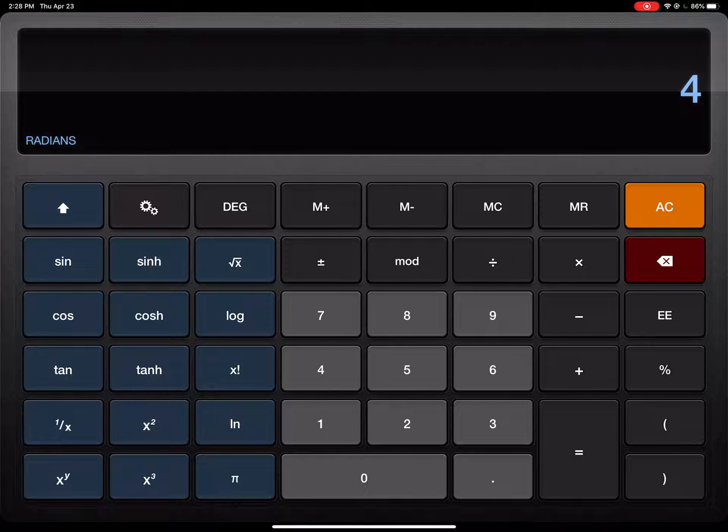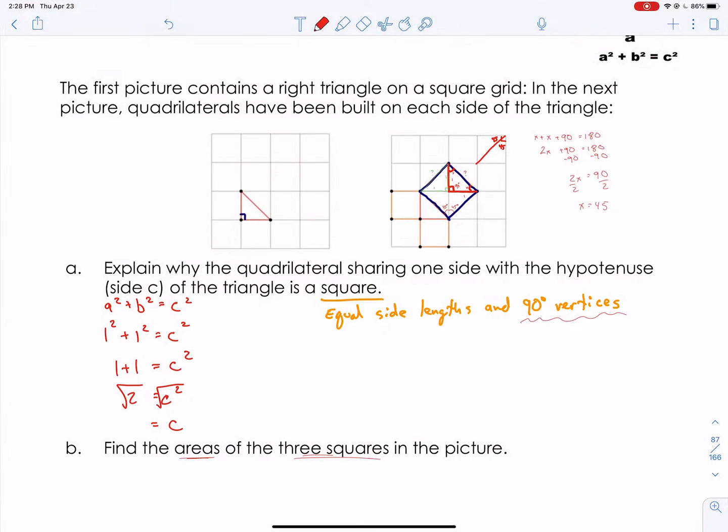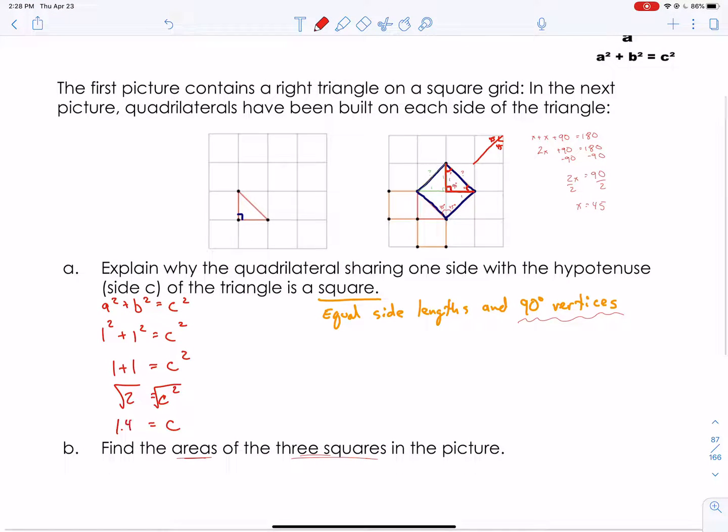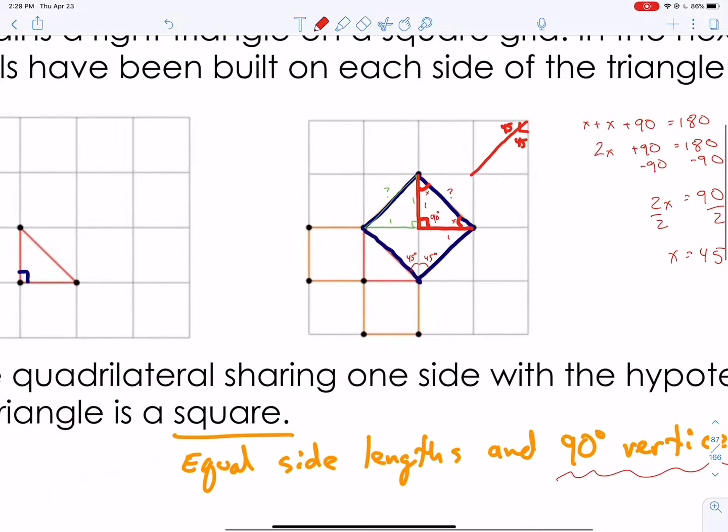Square root of 2 is 1.41. Let's just say 1.41. So it's about 1.41. Okay, so that's the same. Going back to our drawing here. So this is 1.41. This is 1.41.